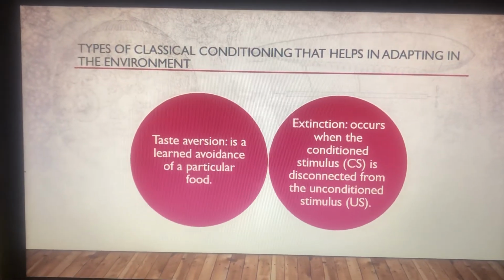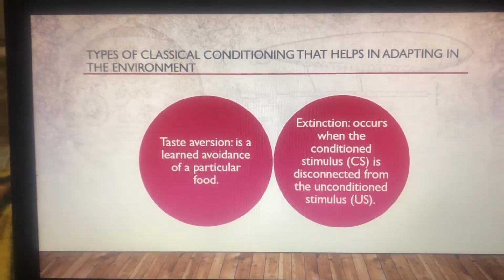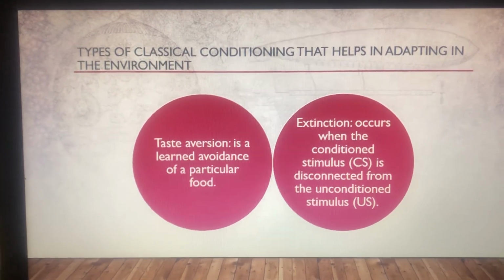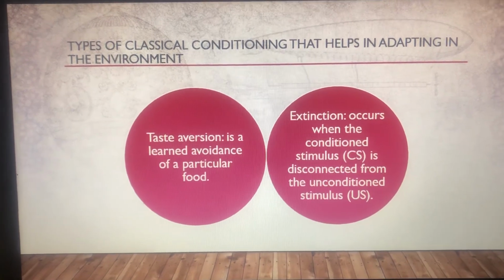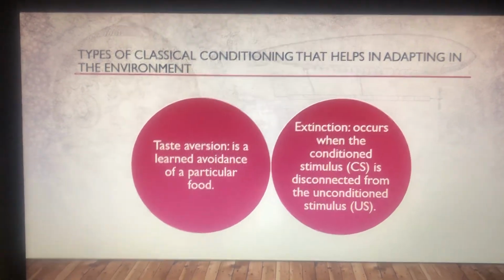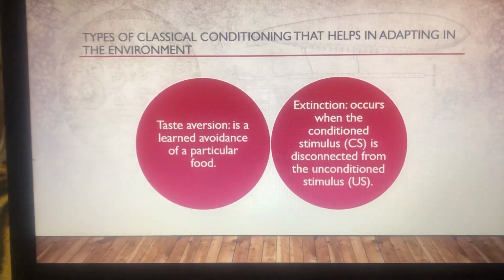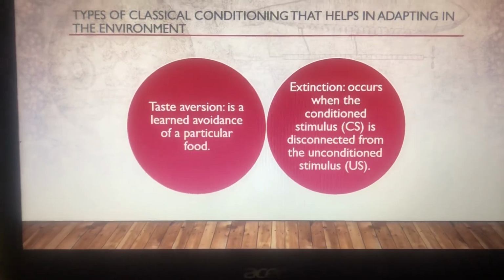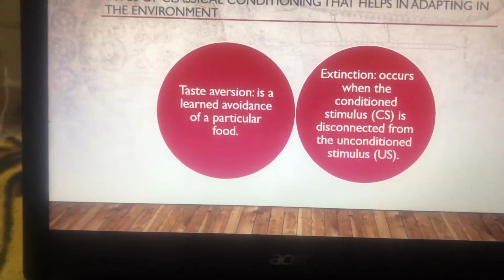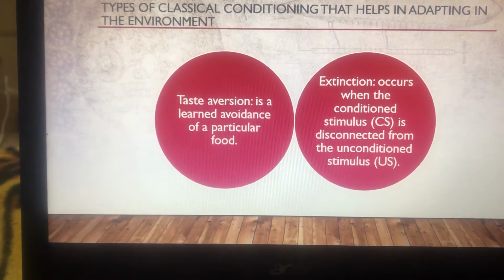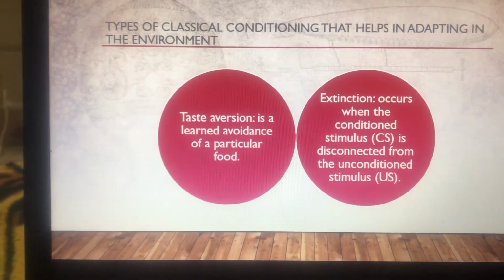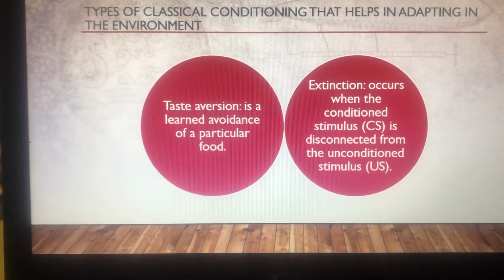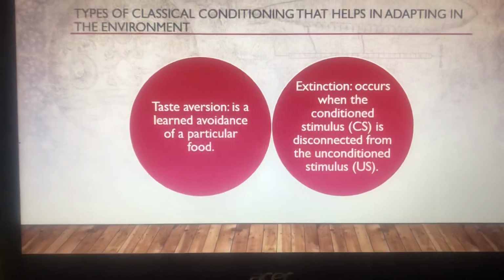Then we're going to talk about the types of classical conditioning that help in adapting to the environment. We have four types. First, taste aversion is a learned avoidance of a particular food. Let me give you an example. If someone ate sushi and he didn't like it, he decided that he doesn't like sushi, and he stays far away from it. That means you form a particular image for your food in your mind, so you get apart from it.